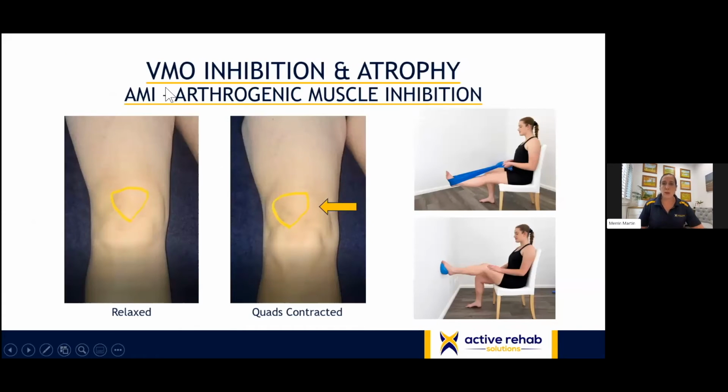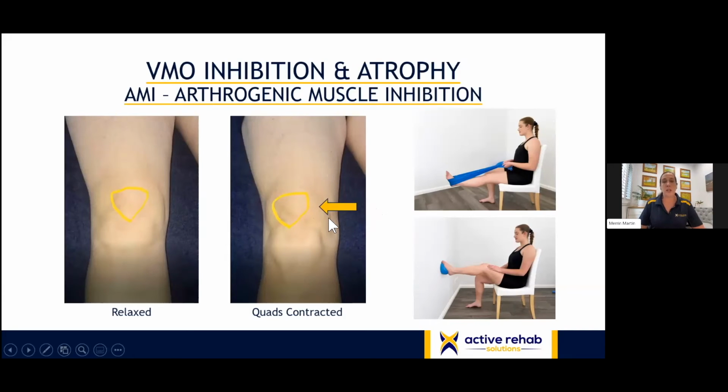So VMO as opposed to BMO, someone put in the chat there. VMO is your vastus medialis oblique. You'll get the notes later, and you'll be able to look back at the anatomy part of it if any of you have missed it. Okay. The VMO is your medial quad muscle, so it's the inside quad muscle.